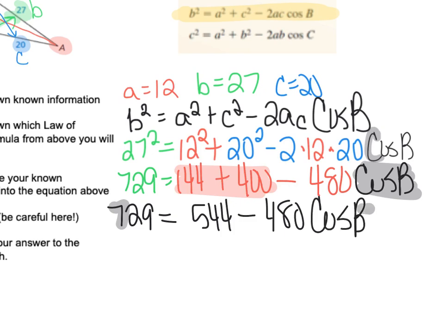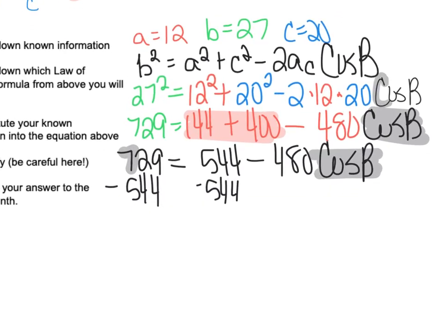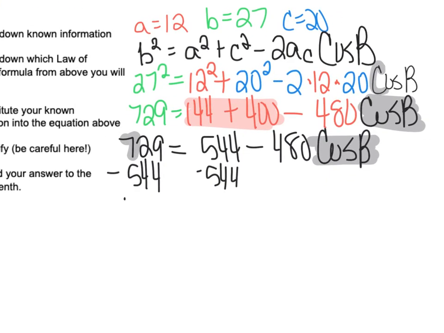Again, we want to get the cosine of B all by itself. Okay, so let's do that. If I wanted it by itself, I would need to subtract 544 from both sides. If I do that, I would get 185 equals negative 480 times the cosine of B.